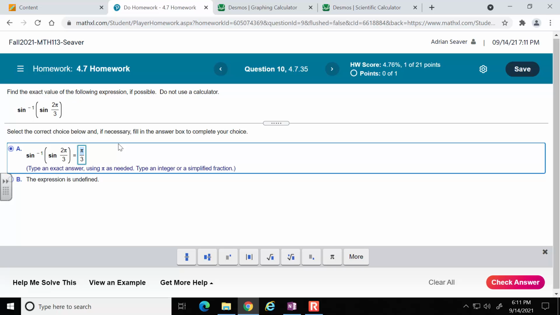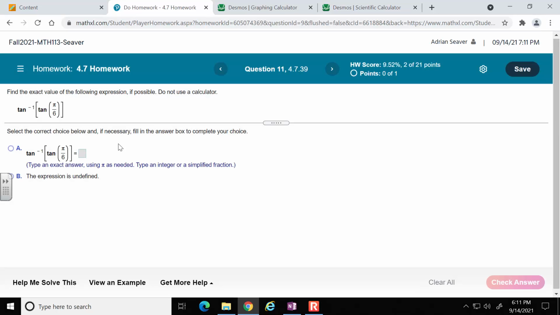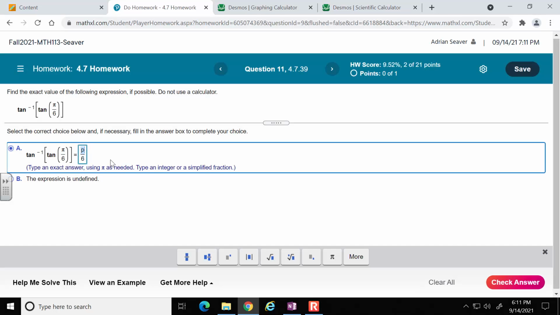Okay. So inverse sine of the sine of 2 pi over 3 is not 2 pi over 3 as general inverse functions work. It is pi over 3. What about this one? Inverse tangent has to be between negative pi/2 and pi/2. This is between negative pi/2 and pi/2, so I should just be able to say pi over 6.